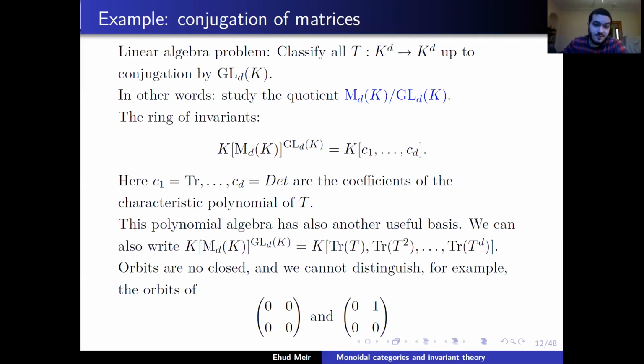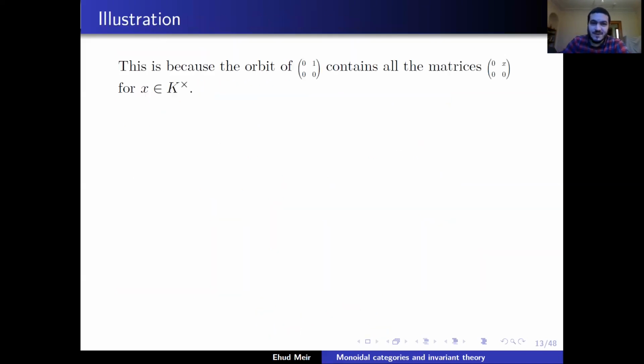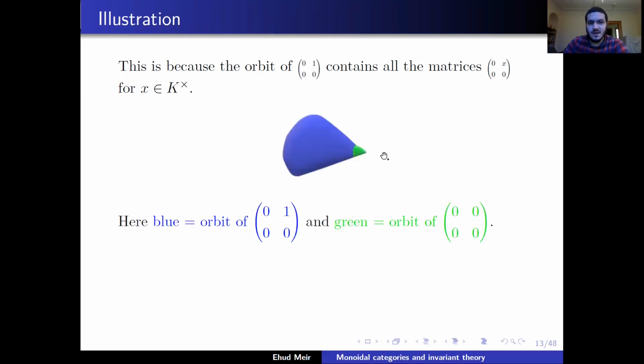orbits are not closed, and we cannot distinguish, for example, the orbits of the 0 matrix and this matrix, 0, 1, 0, 0. Right? I mean, think about it. So trace and determinant of this thing are 0, and trace and determinant of this nilpotent matrix are also 0. Okay, and why does that happen? This is because the orbit of 0, 1, 0, 0 contains all the matrices 0, x, 0, 0. And then what happens is that it has the 0 matrix in its closure, right? Because even if we have just the matrices 0, x, 0, 0, when we take the limit when x goes to 0, we get the 0 matrix.